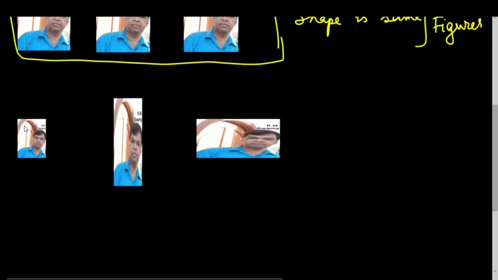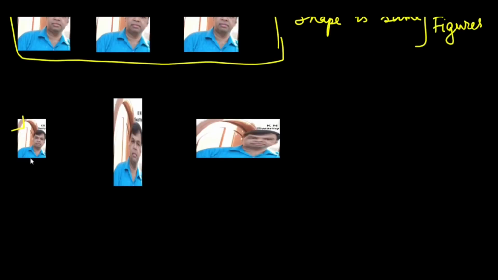See here, the angles are preserved. Here I have 90 degrees. In this picture also, the angles are 90 degrees. But there is distortion in this figure. The distortion is because the change in sides is not proportional.